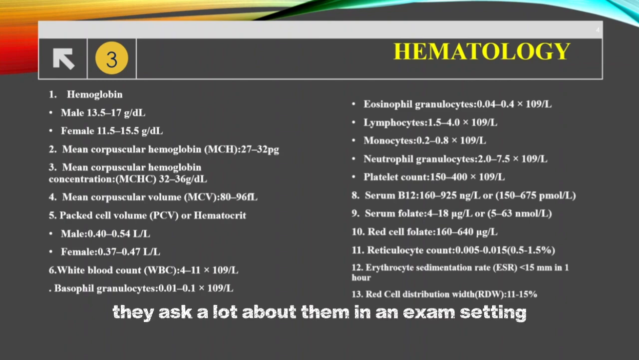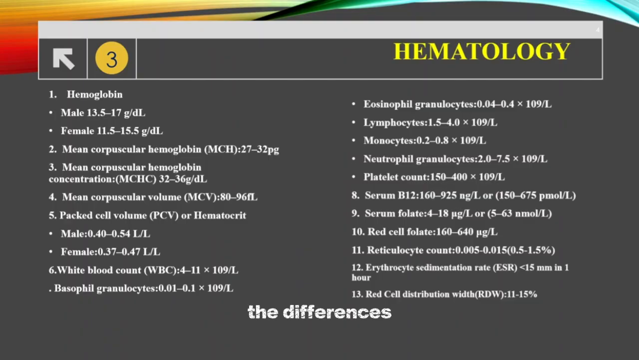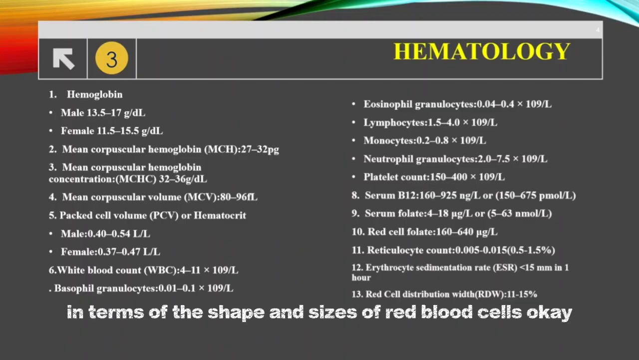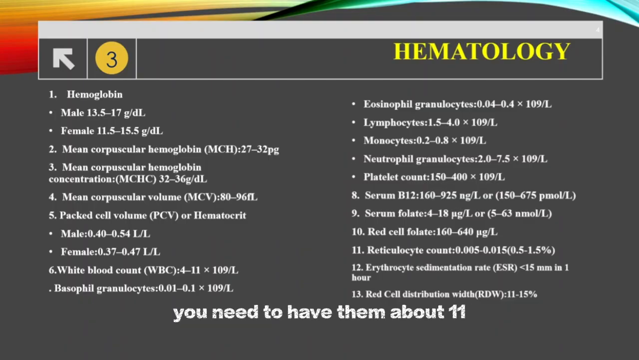I'm telling you, they ask a lot about them in an exam setting, so you need to know them. Okay, so it tells you about the variation, and that variation is just between 11 to 15. Meaning that you need to have the differences in terms of the shape and sizes of red blood cells about 11 to 15, but if they are more than 15, that should be a problem too. It should be of concern because you're not supposed to have a lot of differences in terms of the shape and the sizes of red blood cells. So in sickle cell disease, very specific for sickle cell disease, there's a raised red cell distribution width, which is more than 15%. So that's very, very important to remember.